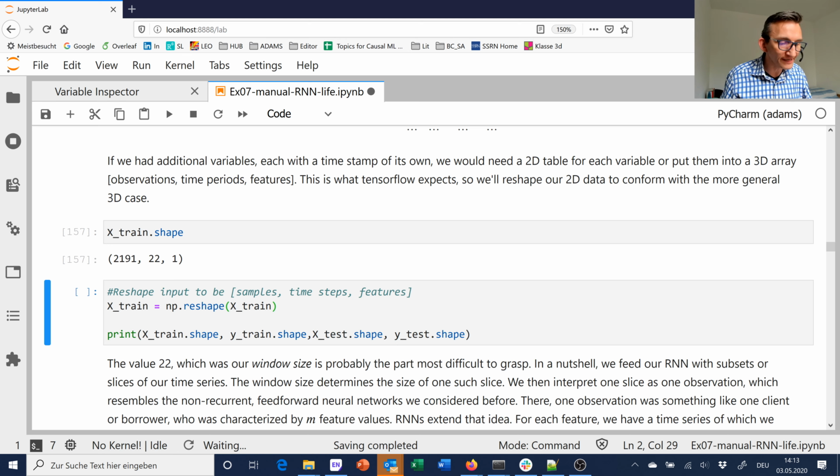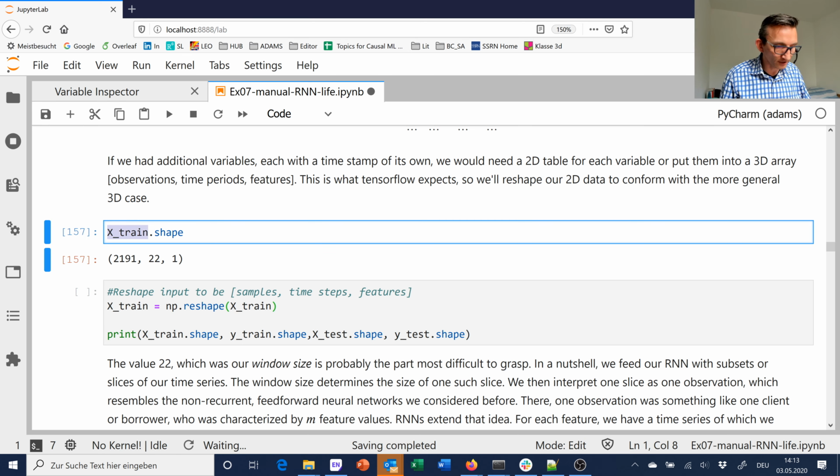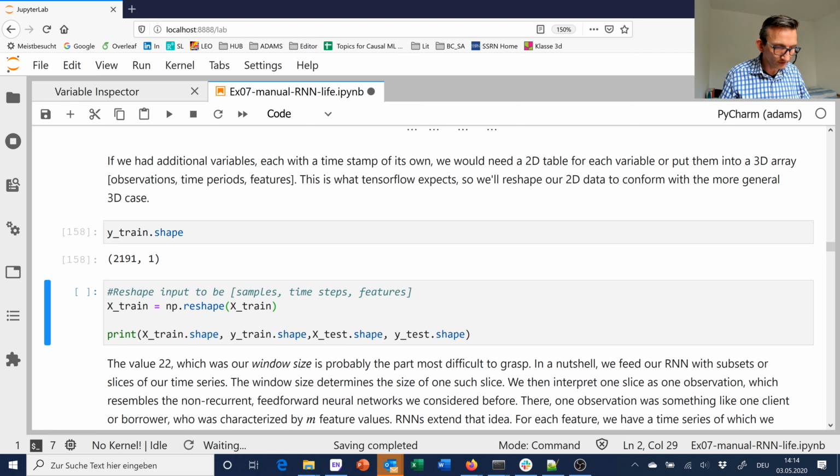Okay, well, that's already in the right format. How about Y train? Is that okay too? Yeah, that's okay too. So actually, we don't really need to reshape our data. I just had that here, depending on how you play with the data in the previous step. In the demo notebook, there are some other steps that require you to go through that.